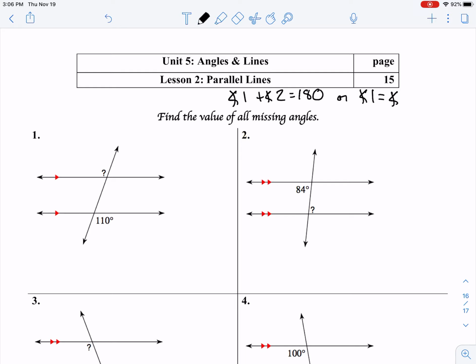But for question 1, for example, I can see I'm given 110, so that's the same size, that's the same size, that's the same size. So question mark equals 110. Okay.